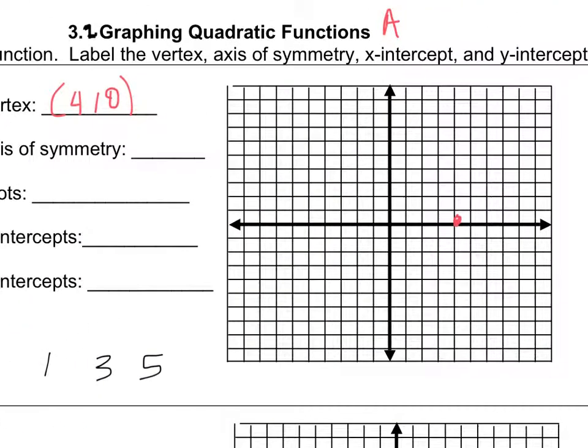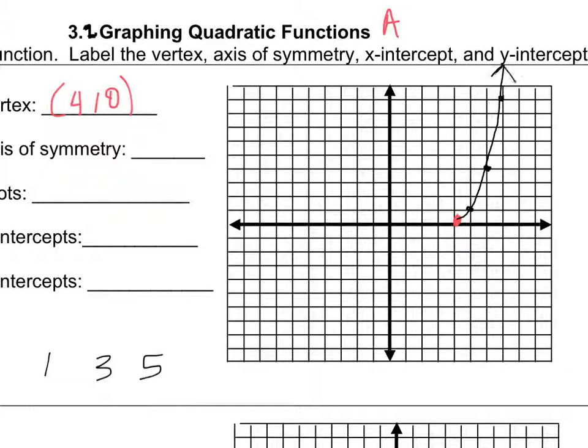So we're going to start with our vertex, and since it's a minimum vertex, it's going to be opening upward, so I'm going to go up with the pattern 1, 3, 5. So let's see how we do that. Starting from the vertex, you're going to go up 1 over 1 always. Then from that point, you're going to go up 3, so 1, 2, 3, over 1 always. And then from there, you're going to go up 5, so 1, 2, 3, 4, 5, over 1 always. So that's going to be the right side of my parabola.